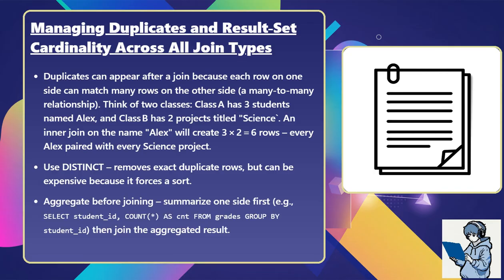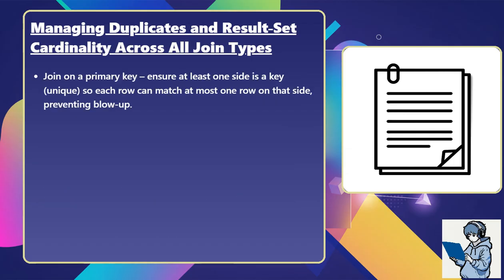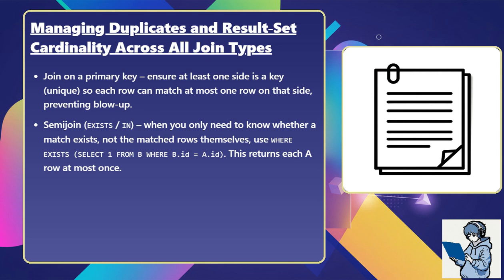Aggregate before joining, summarize one side first. For example, select student ID, count star as count from grades group by student ID, then join the aggregated result. Join on a primary key, ensure at least one side is a key, unique, so each row can match at most one row on that side, preventing blow up. Semijoin, exists or in, when you only need to know whether a match exists, not the matched rows themselves. Use where exists, select one from B where b.id equals a.id. This returns each A row at most once.